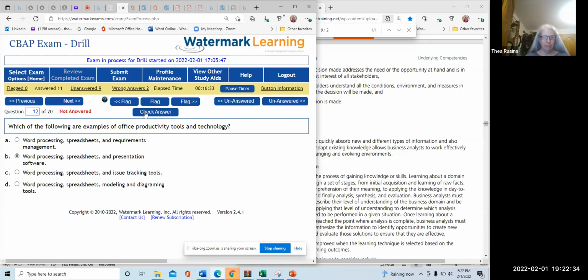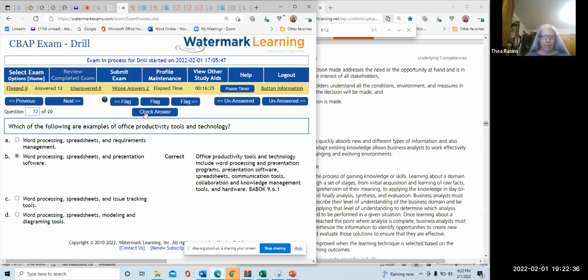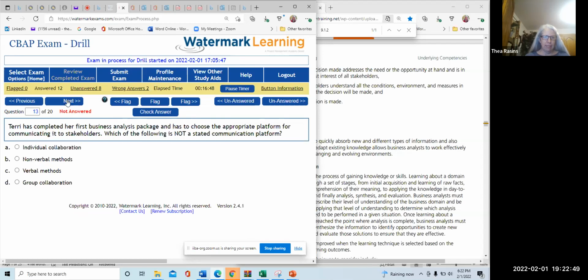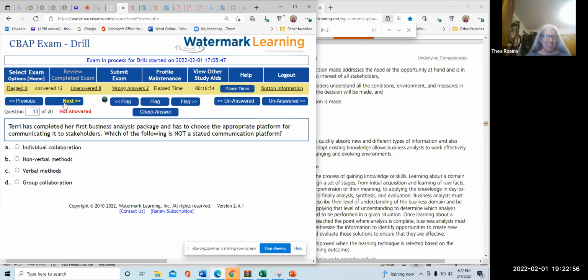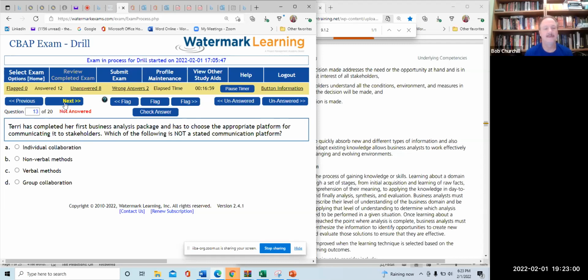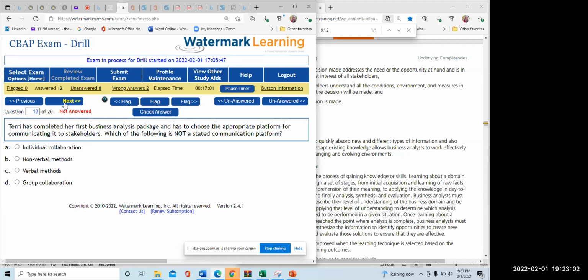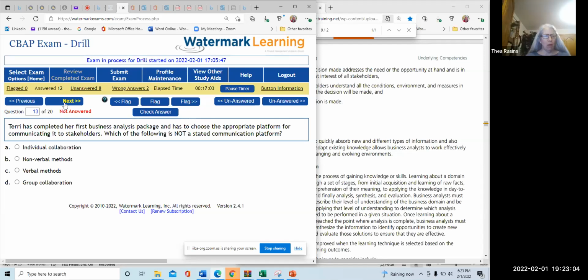Okay, let's try it. The correct answer: office productivity tools and technology include word processing, presentation software, spreadsheets, communication tools, collaboration and knowledge management tools, and hardware. Good job, guys. Although C and D both answer that. I agree, because for D you could throw Visio in there. Which is now part of a lot more than Office. Yeah, well, it's an add-on.